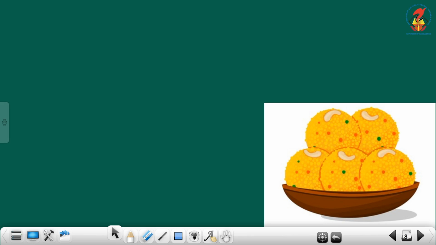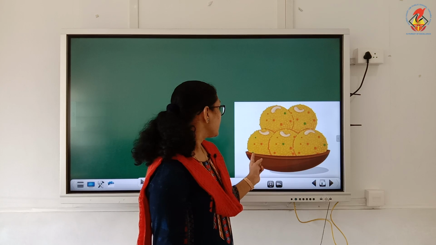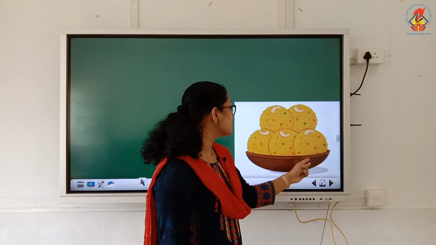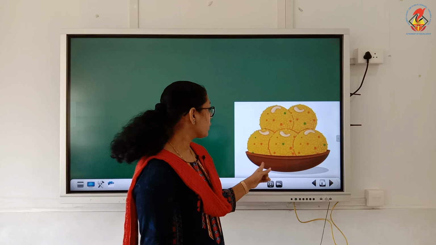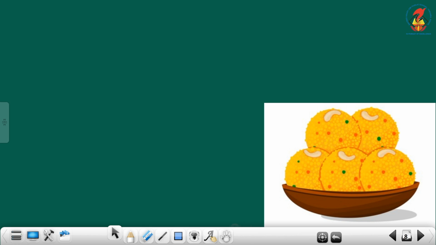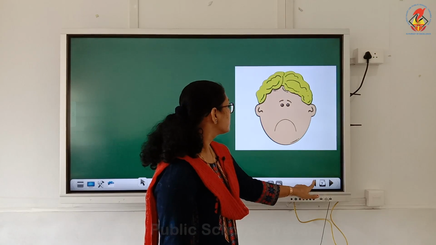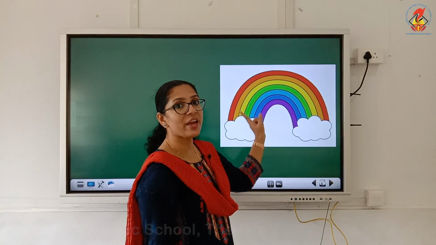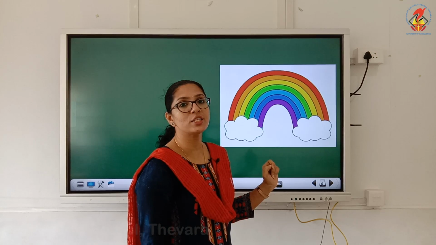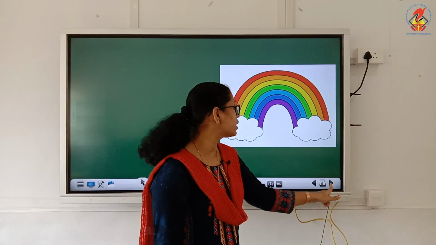Now look at this picture. This is laddu. ഈ ലഡു ഇരിക്കുന്ന പോട്ട് നിങ്ങൾ ശ്രദ്ധിച്ചോ? Look at this pot. The curve is different. ഇത്ര നേരം നമ്മൾ കണ്ട curve ആണോ? താഴേക്ക് ഫേസ് ചെയ്തിരിക്കുന്ന curve ആണ് നമ്മൾ കണ്ടത്. So we called it as downward curve.